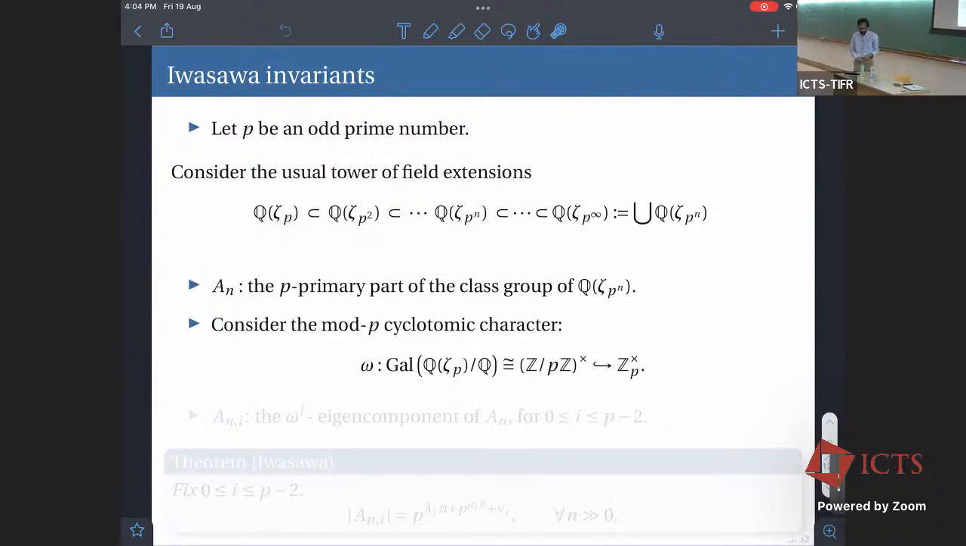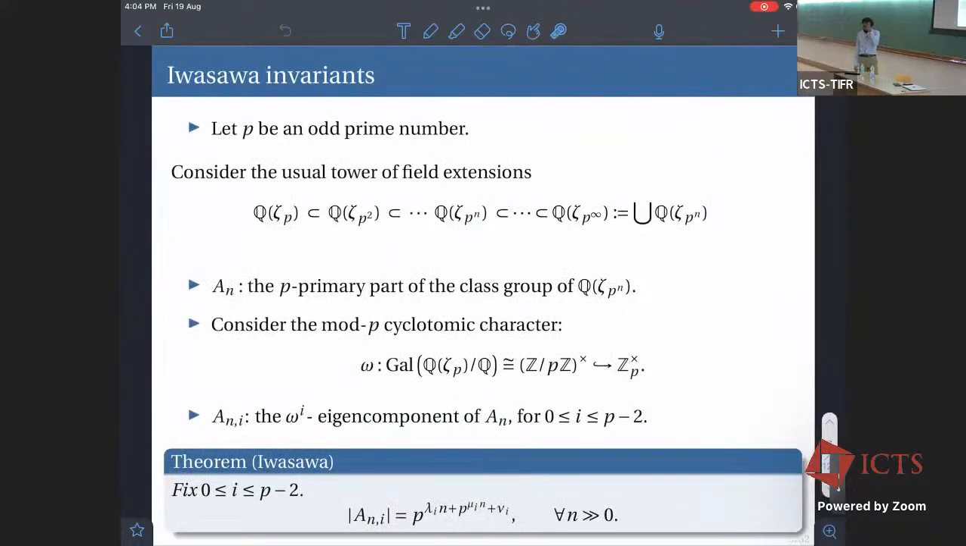But there's an action of this Galois group of Q(ζ_p) over Q on this class group. And what this action allows you to do is to look at eigencomponents. So just some basic representation theory, you have some abelian group, and then you can divide it up into eigencomponents. And so I'm just denoting A_n^i to be the ω^i eigencomponent of A_n. And you can do this for all i between 0 and p-2.